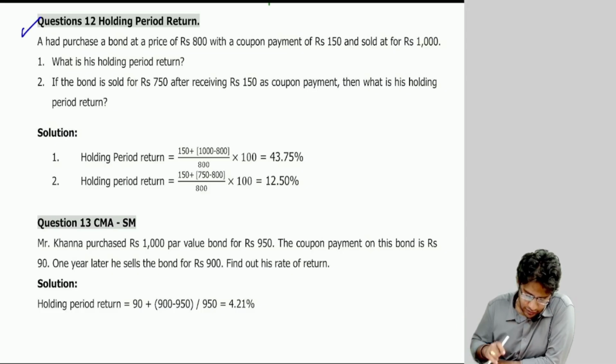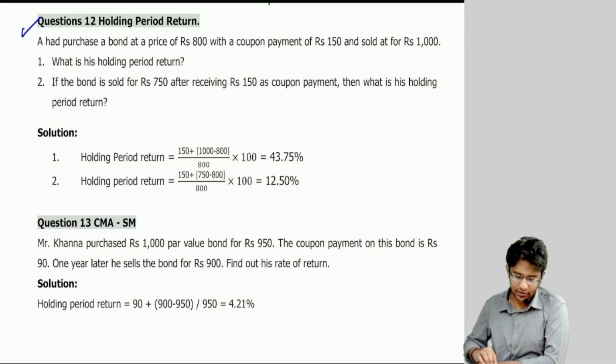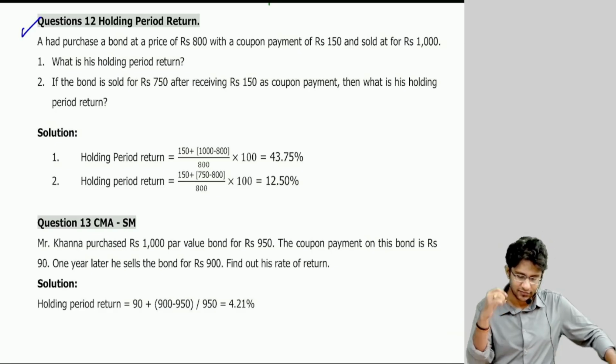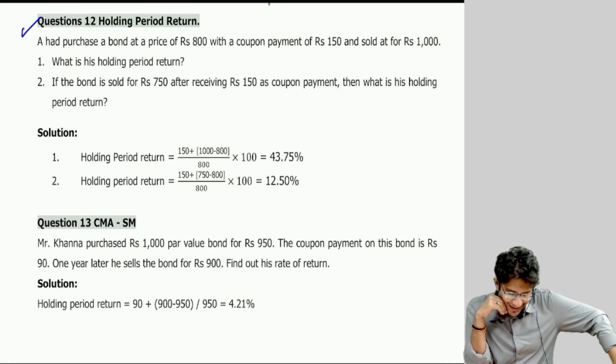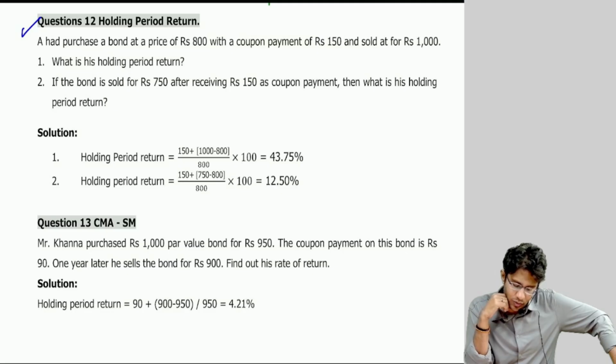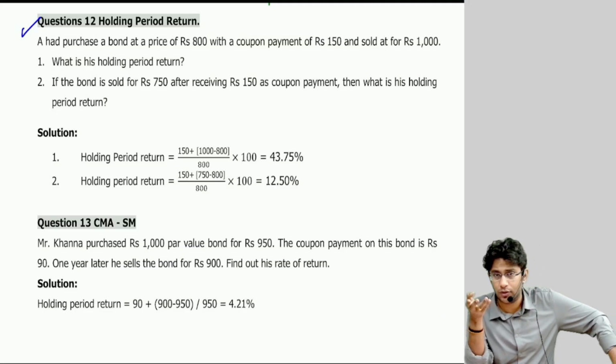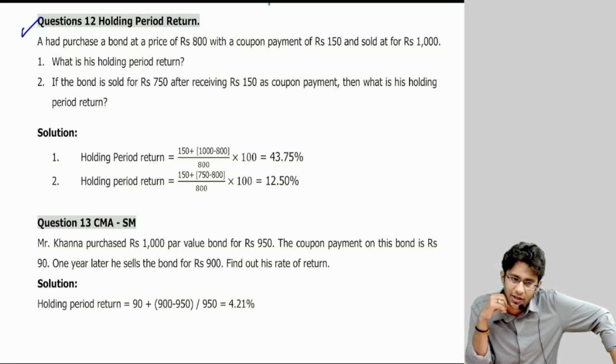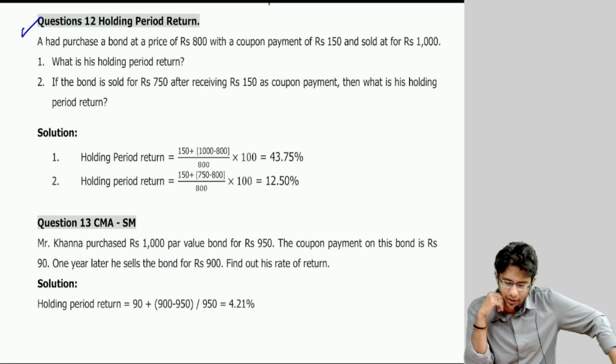Are the questions solved in your notes? You should have something, no? Otherwise, it looks like I'm solving everything in the air. Read. A had purchased a bond at a price of 800 rupees with a coupon payment of 150 rupees and sold it for 1000 rupees. Oh, 800 you bought, 1000 you sold. In this gap you got 150 rupees coupon. He is asking what is your holding period return. In your notes, sir, please write the answer. Formula not required. Directly write the answer.